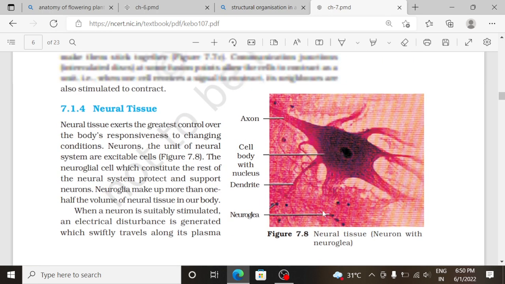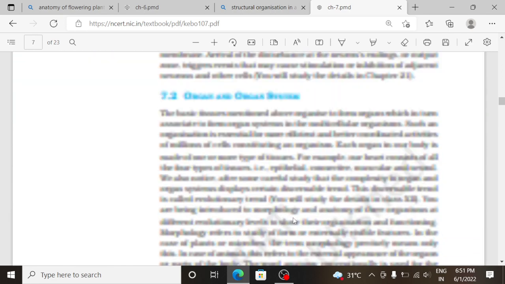This is the diagram of neural tissue. Neuron with neuroglia. So this is the axon of the neuron. This is the cell body or cyton of the neuron with nucleus. Here this is the nucleus, and this is the star-shaped cell body which is called a cyton. And these are the dendrites of the neuron, and these small dot-like structures are neuroglia.